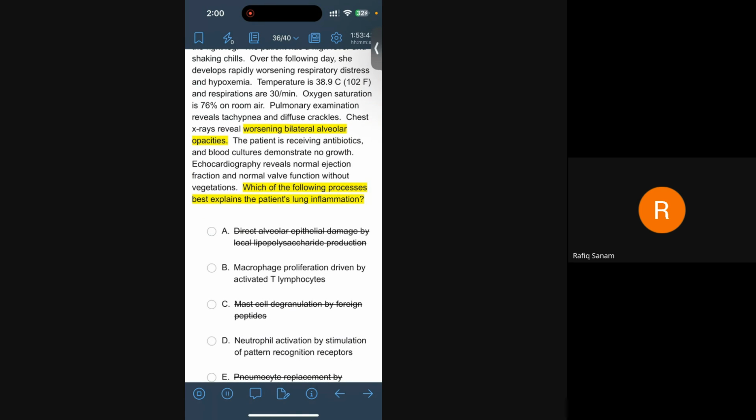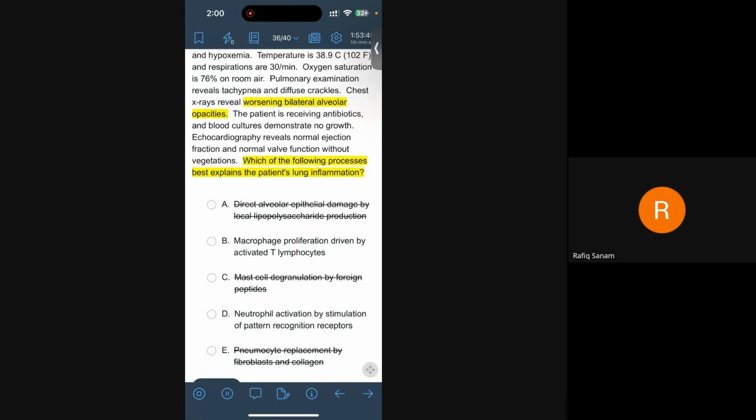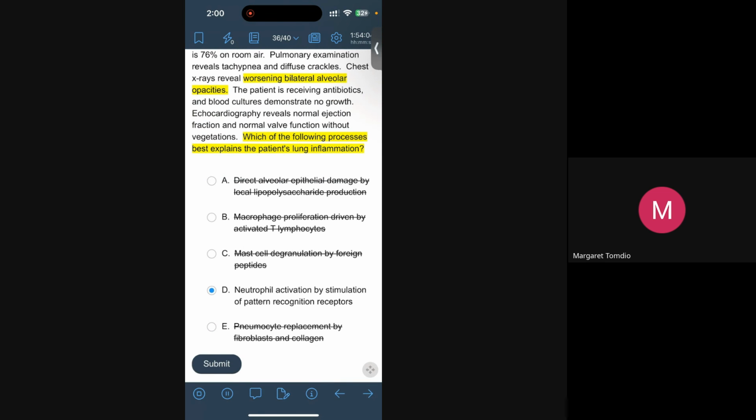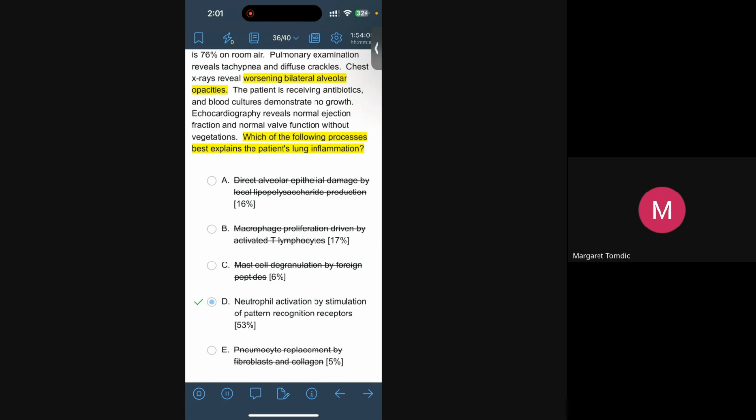We are left with B and D. Option number B, a macrophage, is it TB or sarcoidosis? It is not TB or sarcoidosis, right? So B is also not the answer. The only answer is neutrophil activation by stimulation of pattern recognition receptors. Sepsis leading to the ARDS.